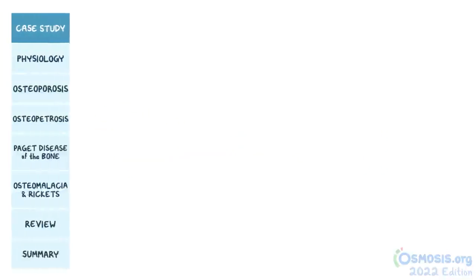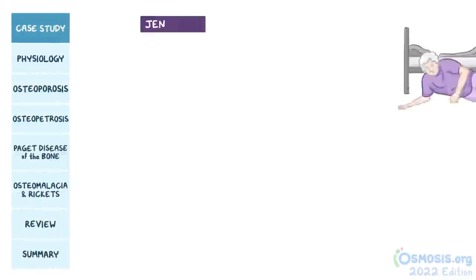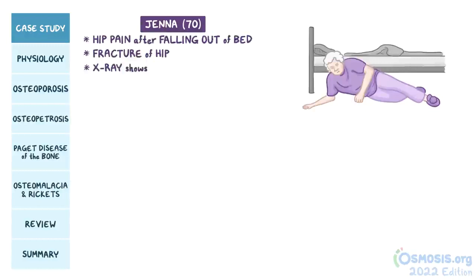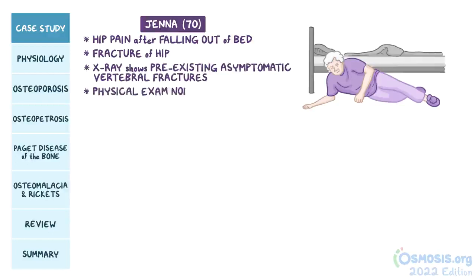While on your rounds, you see two individuals. First up is Jenna, a 70-year-old female who presents with left hip pain after falling while getting out of bed. She sustained a fracture of the right hip, and preoperative chest x-rays reveal that she had pre-existing asymptomatic vertebral fractures before her fall. She denies any other symptoms, and physical examination was otherwise normal.